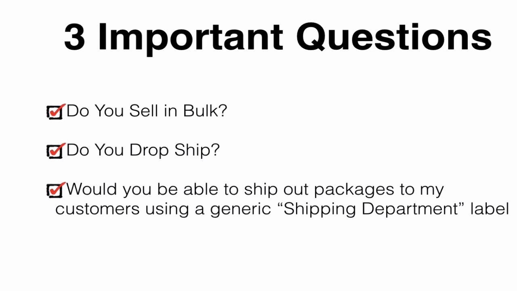But if they say yes, we do drop ship, that opens up a door to the next question, which is, would you be able to ship out packages to my customers using a generic shipping department label on the package? So what does that mean? Well, when you buy from a seller on eBay, what you can do during the buying process from that seller is switch out your default shipping address to your customer's shipping address.